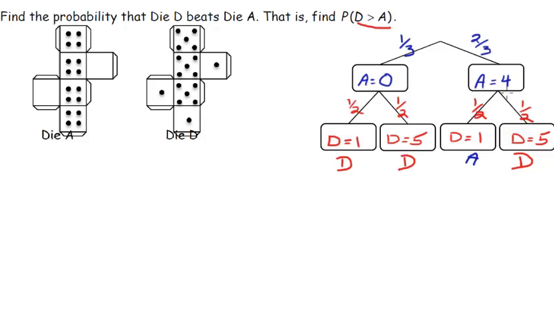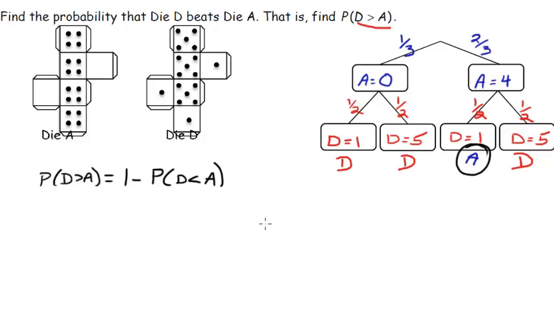I could find all these different ways that D wins, but it might be easier for me to do 1 minus the probability that D is less than A, or find the complement here, because there's only one place where A wins. So here, 2/3 of the time I get a 4, and of that 2/3 of the time, half of the time I get a 1.